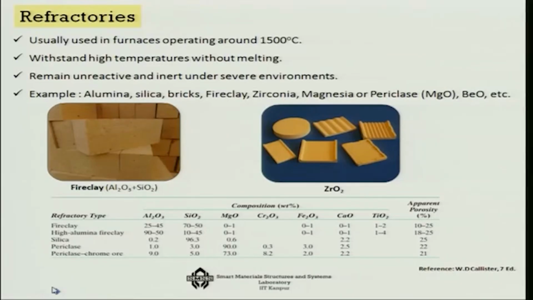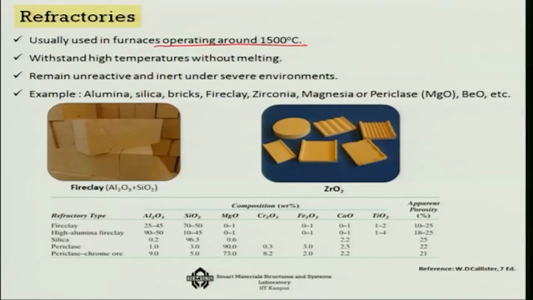The next, one of the biggest applications of ceramic materials is in the refractories. For example, they are used in furnaces operating around 1500 degrees centigrade. If you look at the brick kilns where the bricks are prepared, the kiln itself is made of refractory grade ceramic materials. As I told you, they can withstand very high temperature without melting, and they remain unreactive and inert under severe environments. That is why, in addition to not getting molten, that inertness makes them suitable for many processes where corrosive chemical environments are generated.